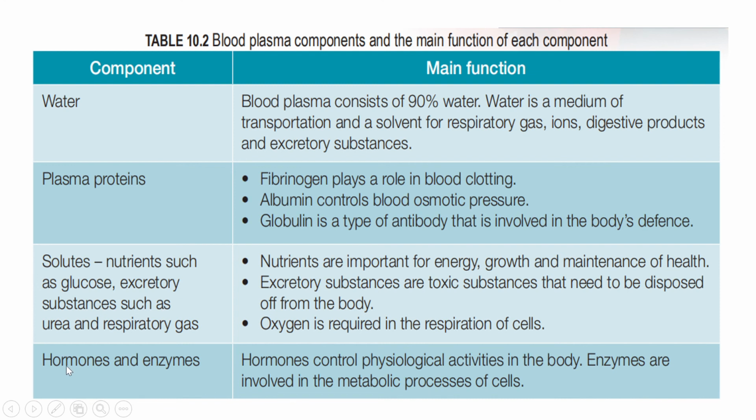And we also have these hormones and enzymes. Hormones are chemicals that are responsible for controlling the physiological activities. And enzymes, I'm sure you are familiar with this. We have discussed it in the previous chapter on nutrition, and you'll be able to give various examples of enzymes. They are important in catalyzing the metabolic processes of the cells.